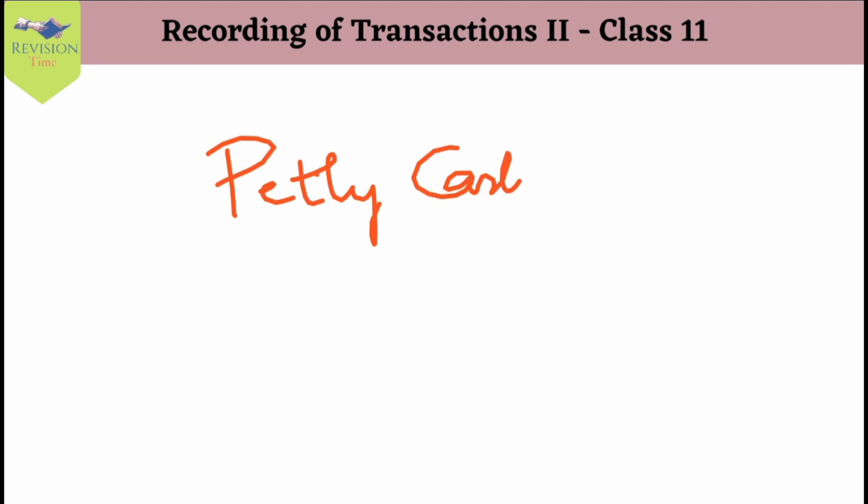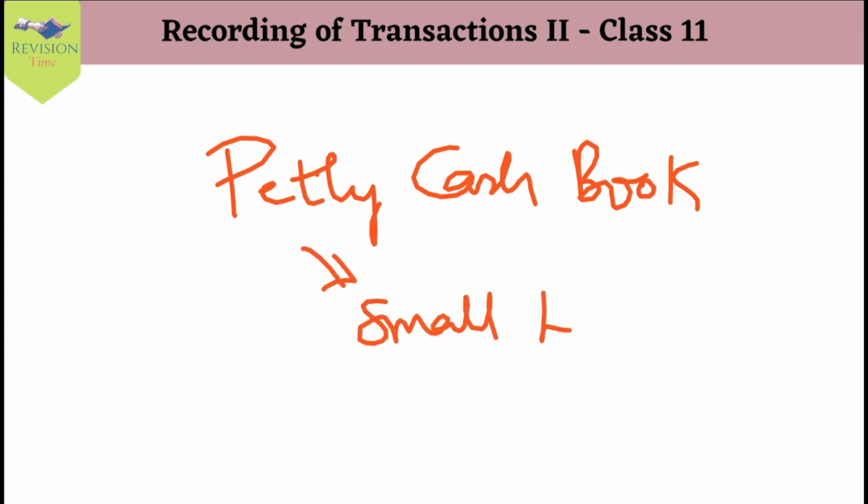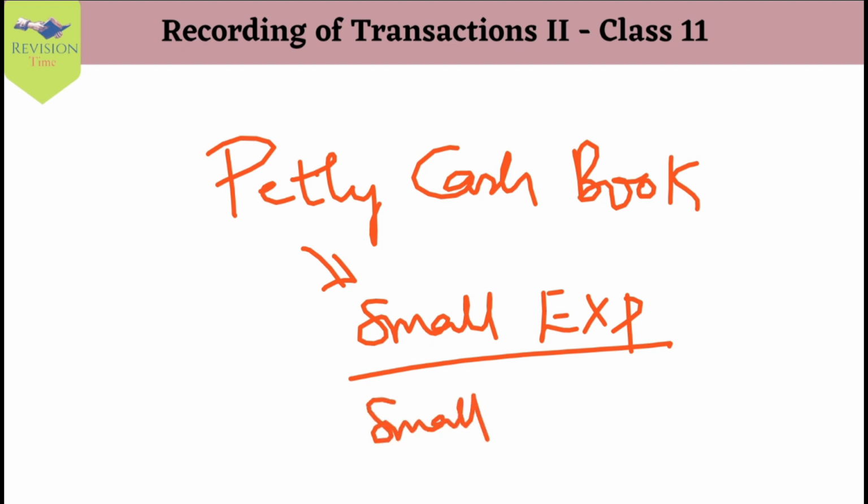Welcome to revision time. In our previous video, we have studied about petty cash book. Petty cash book is a book in which we maintain small expenses. Petty means small. So petty cash book is a book to maintain all our small expenses like telephone, telegram expenses, postage and stationery expenses, convenience expenses, refreshment expenses, bus fare, wages and salaries, miscellaneous expenses, all expenses which are of small amounts and which are recurring in nature, repetitive in nature, are maintained in our petty cash book.